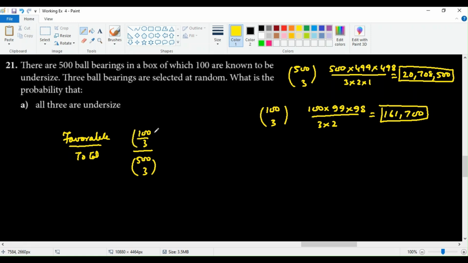We are dividing both the combinations. So this is going to give us 161,700, that we already know, divided by 20,708,500. Ultimately, it's going to give us 0.00781, which is the answer for this part of the question.